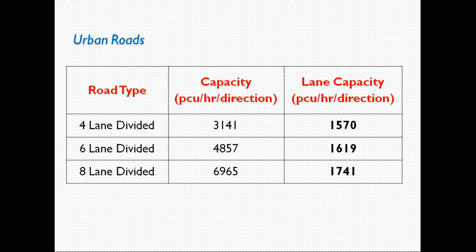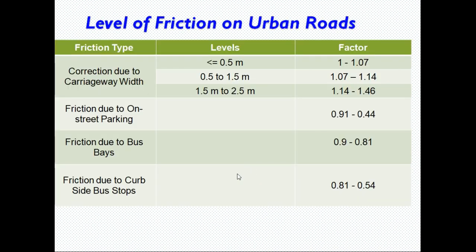For urban roads, we have considered three types of roads: 4-lane divided, 6-lane divided and 8-lane divided, and the capacity values which are given in the manual are given in this table: lane capacity, or you can say directional capacity. And for urban roads, we have considered different types of frictions. This is the carriageway width, friction due to on-street parking, friction due to bus bays, and friction due to curbside bus stop. And a correction factor is given in the manual to adjust the capacity for these friction factors.